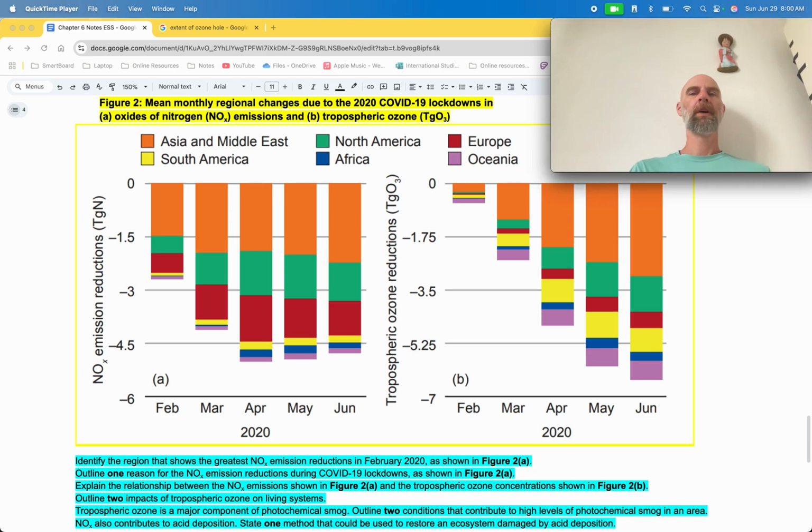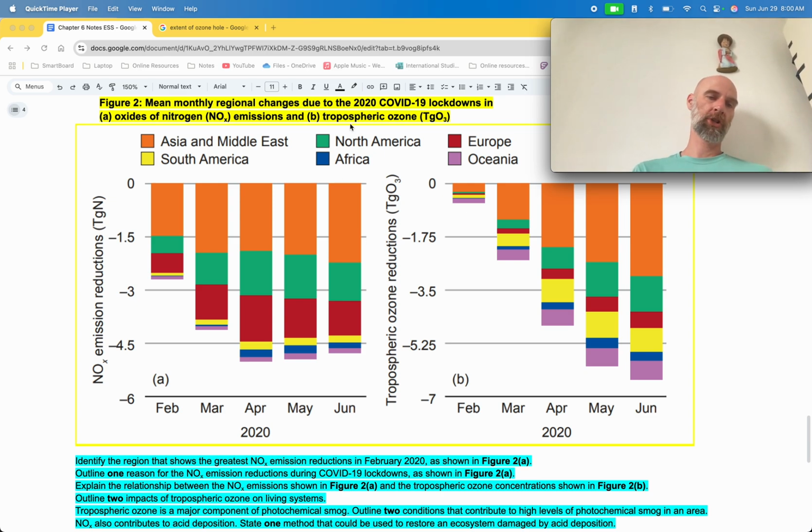There we go. Remember, anything in yellow you do not have to copy down. Figure 2, mean monthly regional change due to the 2020 COVID lockdowns in A, oxides of nitrogen, NOx emissions, and tropospheric ozone layers. So here we go for this one.